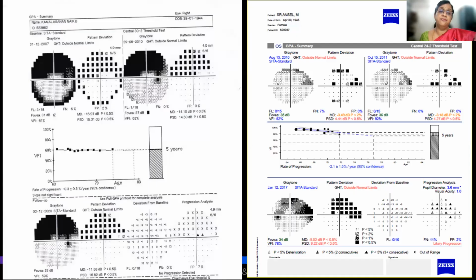These are the Humphrey GPAs, and on the left side showing the stable glaucoma. On the right side, as you can see, from 2010 to 2017, you have a likely progression in glaucoma as evidenced by the increased numbers of the full-filled triangles seen here.